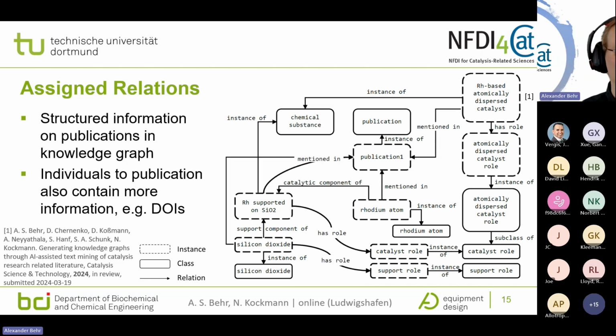Also, this would result in even more relations to our publication 1. Not only that the silicon dioxide and the rhodium supported on silicon dioxide would be mentioned in our publication, but also that this one would be an instance of chemical substance, as this one was not present yet in our ontology. Silicon dioxide was present before in our ontology, for example, in the ChEBI ontology. So this would not be included automatically as a new class, a subclass of chemical substance.